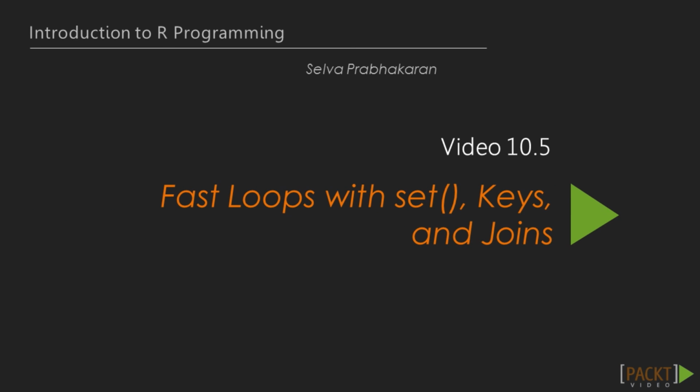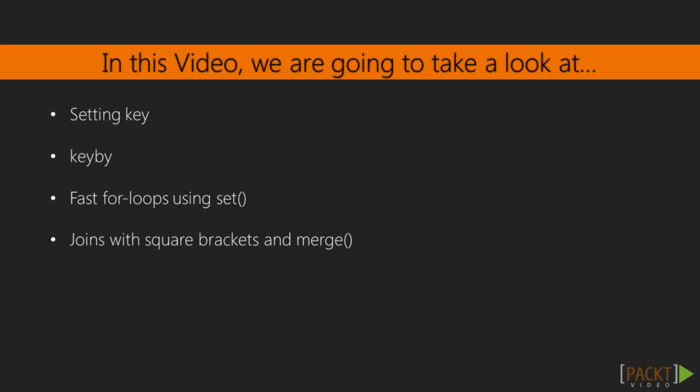Hi, and welcome to the final video of this course. In the previous video, we saw how to write functions inside a data table. Data table has a unique way of doing things that makes it so much faster and powerful. We are about to learn these amazing features that data table offers. In this video, we will learn how to set key to a data table that enables super fast filtering, run extremely fast for loops using the set function, and learn how to join datasets the data table way.